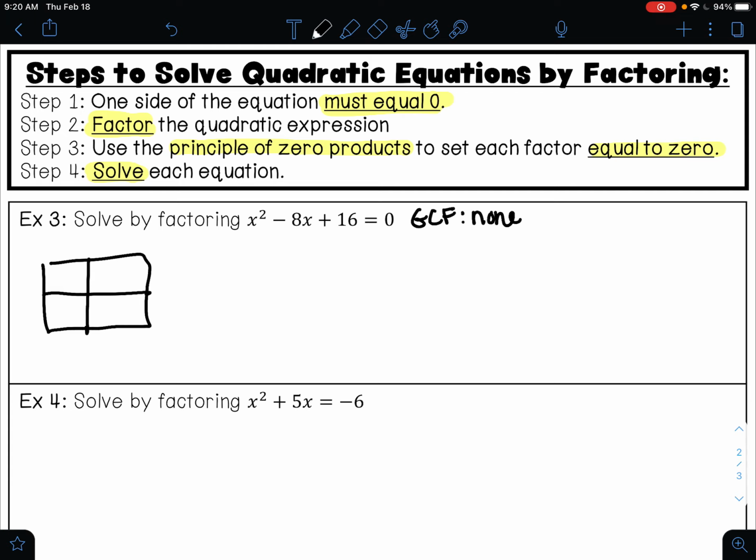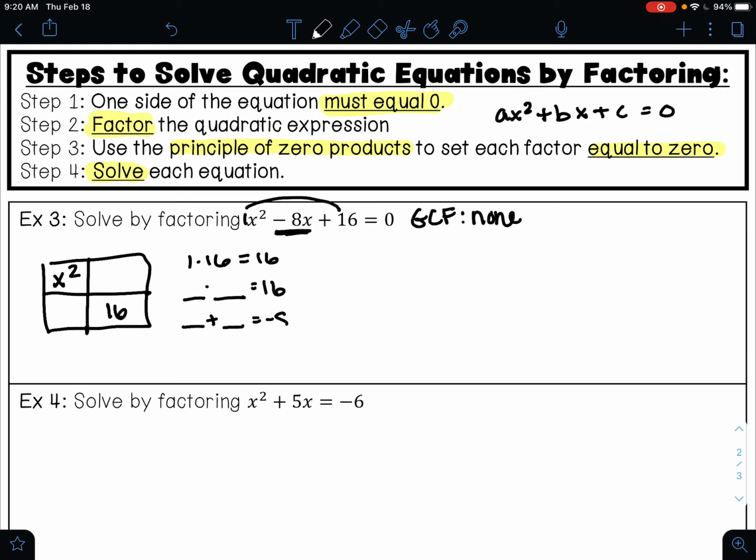In your area model, your first term goes in your first box, and your last term goes in your last box. You always want to multiply your first number by your last number, a times c. Because remember, these are all of the form ax² + bx + c = 0. So my first number is 1, because that's the coefficient of x squared. And I'm going to multiply that by my c, which is 16. 1 times 16 is 16. So that means I'm looking for factors of 16 that add to my middle term of −8.